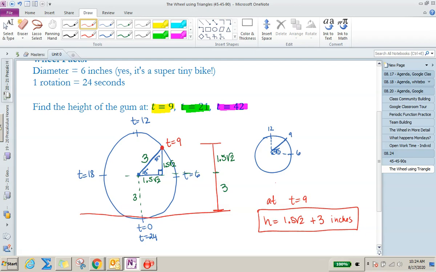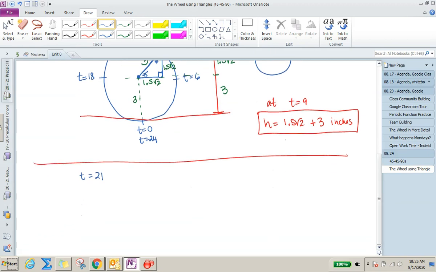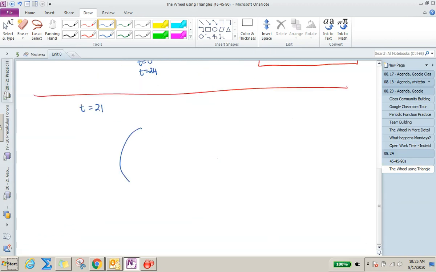All right, let's do another one. So let's find the height at time equals 21. So at t equals 21, I'm going to redraw our circle here, and put in our key times. And these are times, not heights.